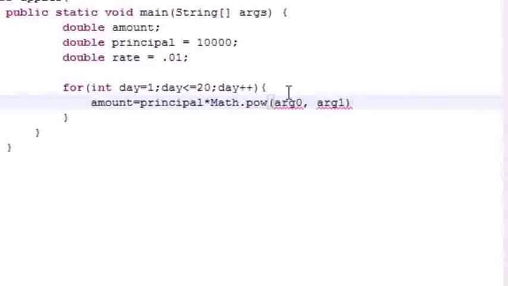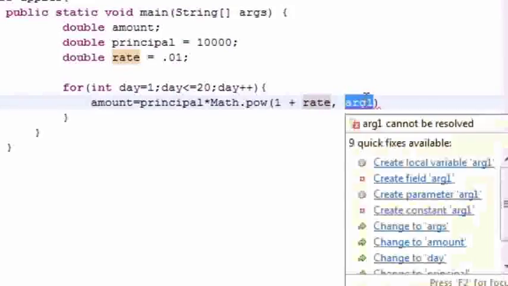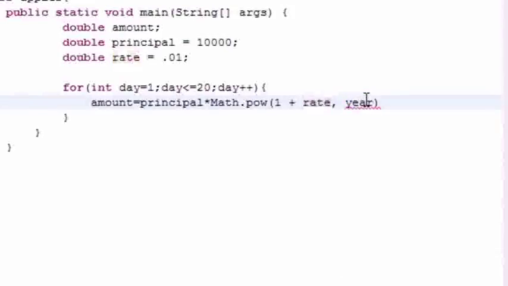The first thing, what's in the parentheses, is 1 plus rate. And what do you want to give the exponent? Year. Or let's see what it was, day actually. So now we have 1 plus rate, which is amount equals principal, which is 10,000, times 1 plus 0.01 to the day, and that day is going to loop.